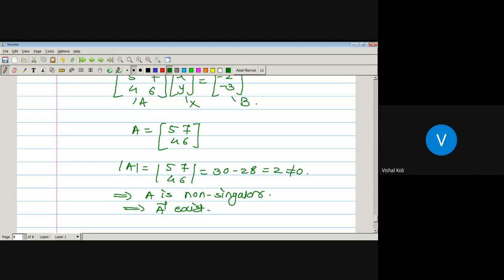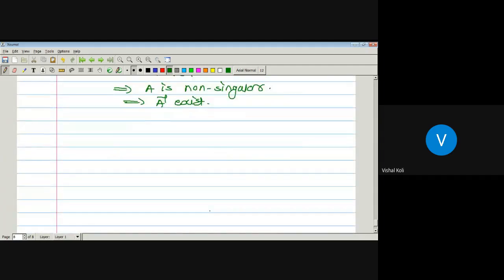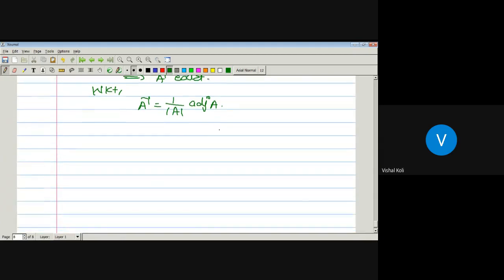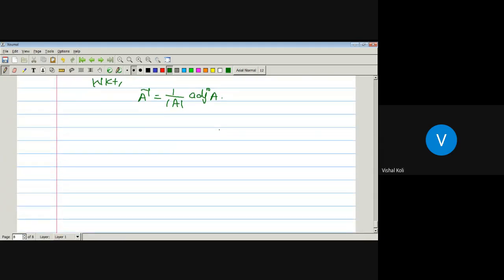So A inverse exists, and already we know how to find A inverse. A inverse is nothing but 1 upon determinant of A into adjoint of A, but adjoint of A is nothing but the transpose of the cofactor matrix. So for that we have to find the cofactor of each element of the given matrix, and then from this we construct a cofactor matrix, and if we take the transpose of that cofactor matrix, then we will get our required adjoint of A.